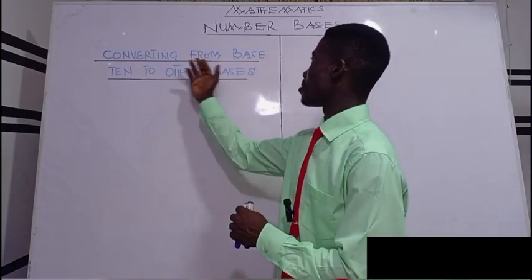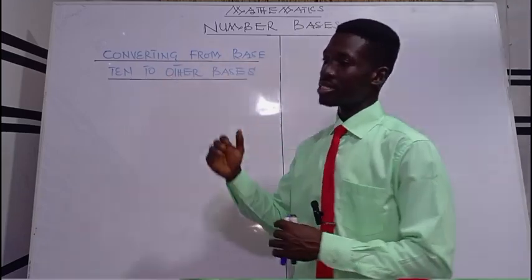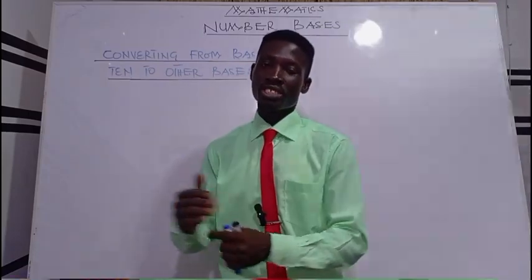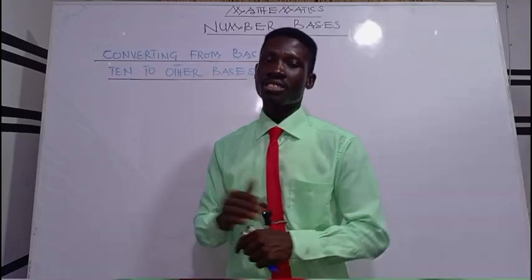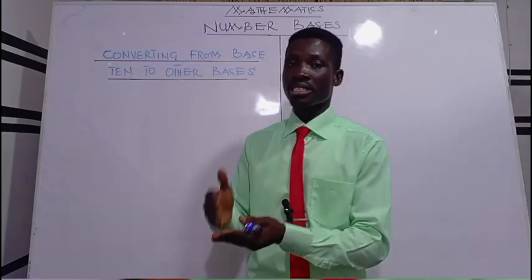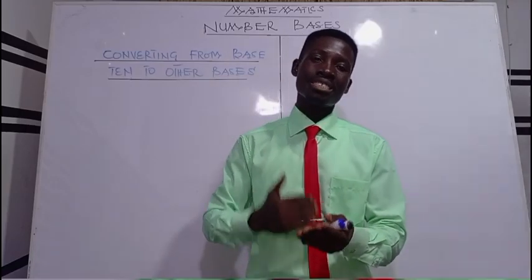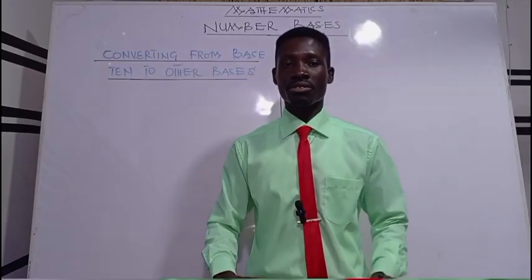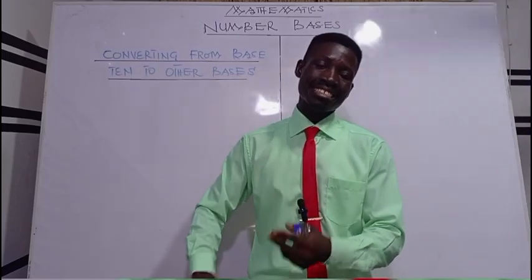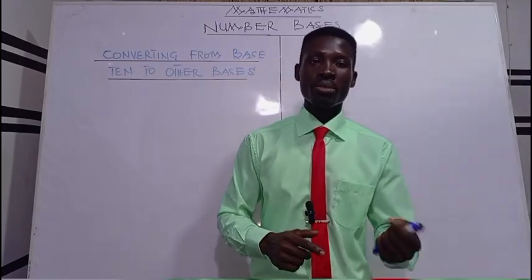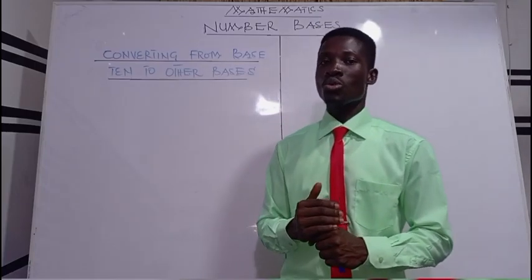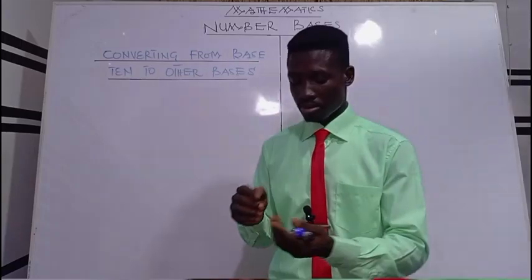Now, in converting from base 10 to other bases, we are going to use a method called successive division or repeated division. With this method, we are going to divide the decimal number until nothing is left or until the last number is less than the divisor or the base. In doing that, we are going to draw three columns.